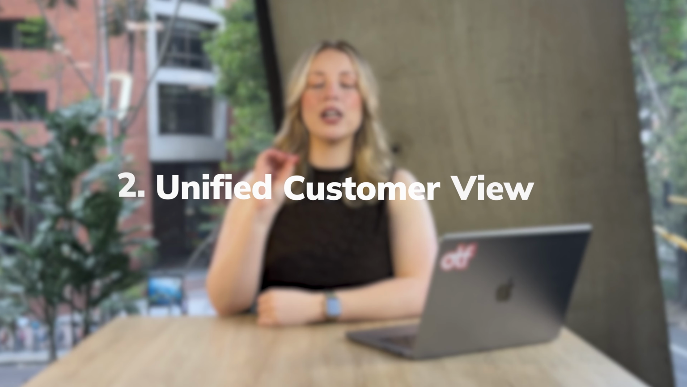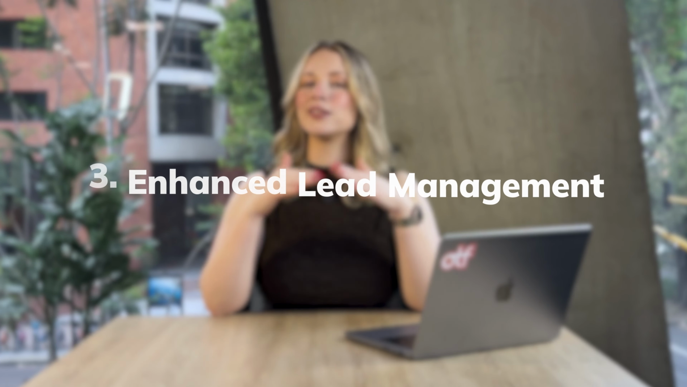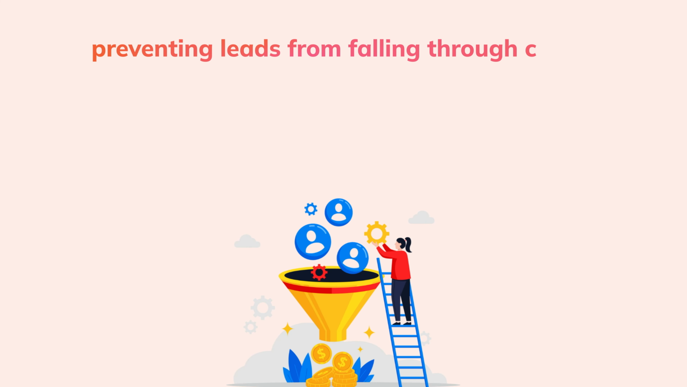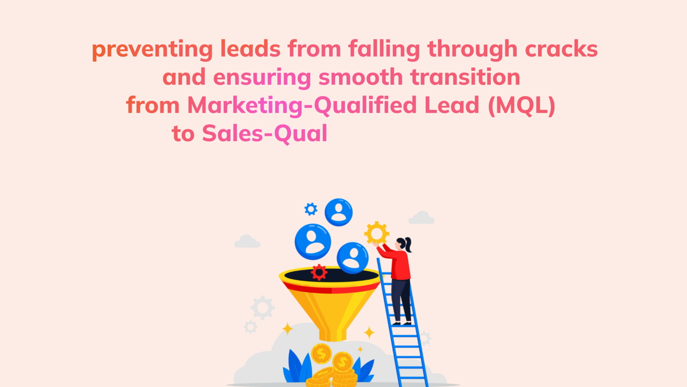Then, unified customer view. Changes made in one system automatically appear in the other, eliminating disconnected data and ensuring all teams work with real-time, accurate information. Then, enhance lead management. Simplifies and automates your lead funnel. Leads generated and nurtured in HubSpot are transferred to sales once qualified, preventing leads from falling through the gaps and ensuring a smooth transition from an MQL into an SQL for your sales team.